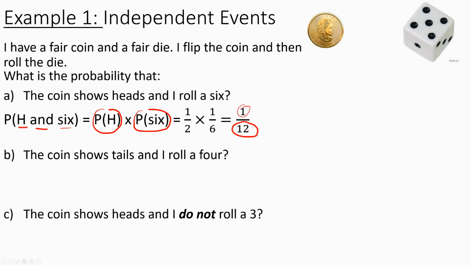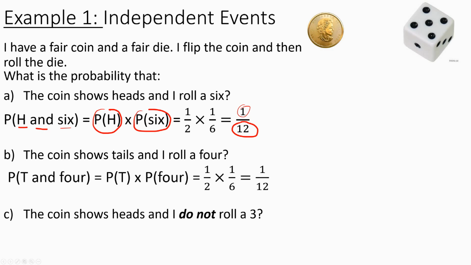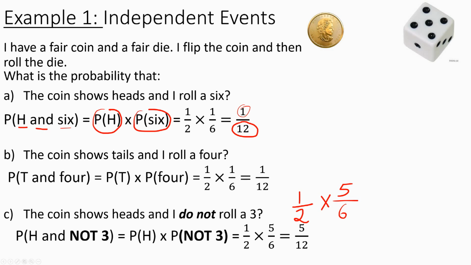The probability I get tails and I roll a 4. Again, 1/2 times 1 over 6, which is 1 over 12. The probability the coin shows heads and I do not roll a 3. Well, the chance that I get heads, my first event, is 1/2. So it's 1/2 times, well, how many ways can I not get a 3? 5. So it's 5 out of 6 that I don't get a 3. So I would have to do 1/2 times 5 over 6, which is 5 over 12.